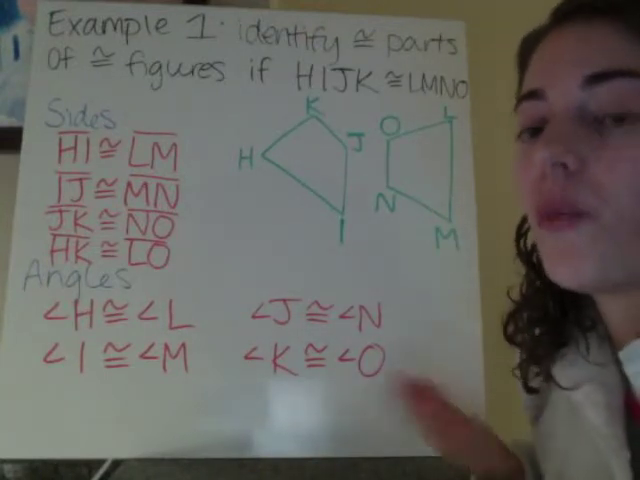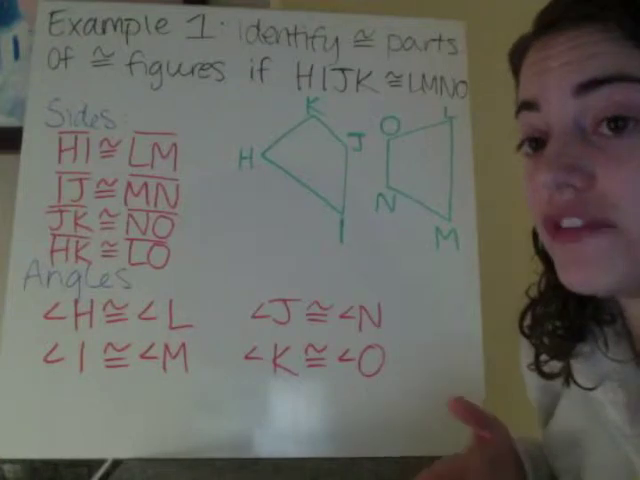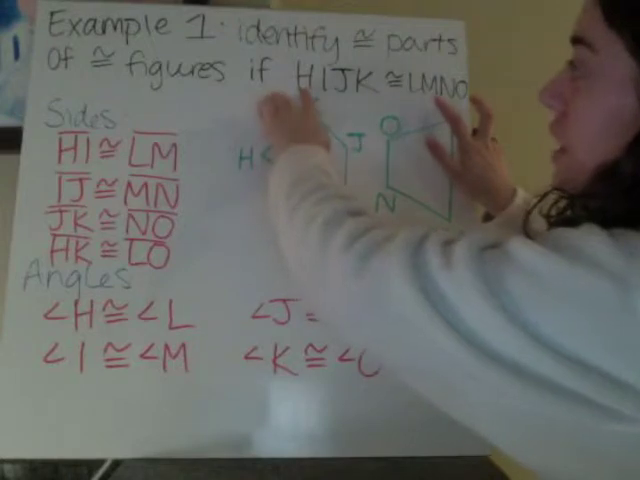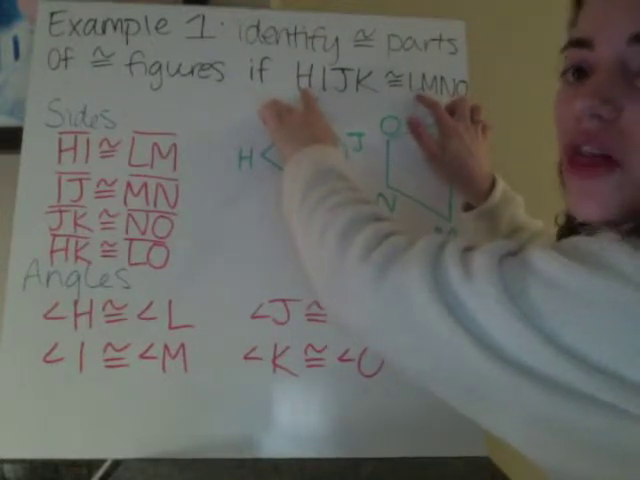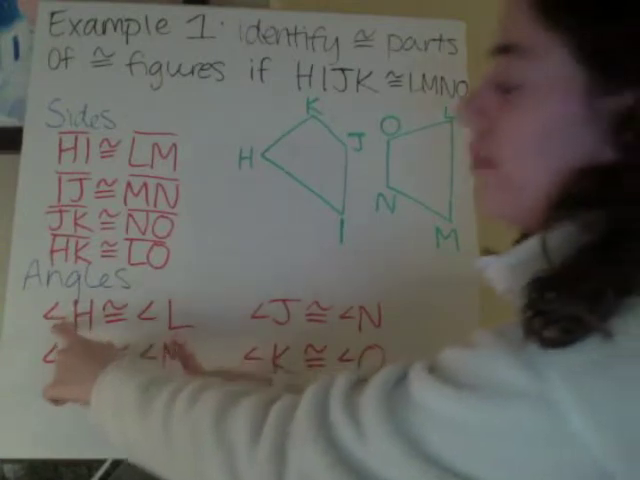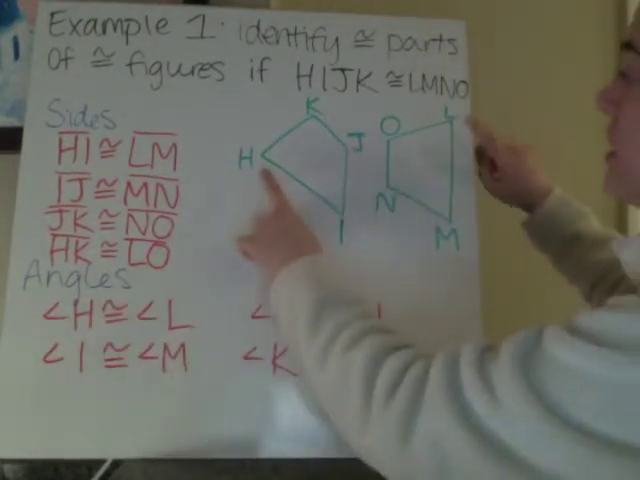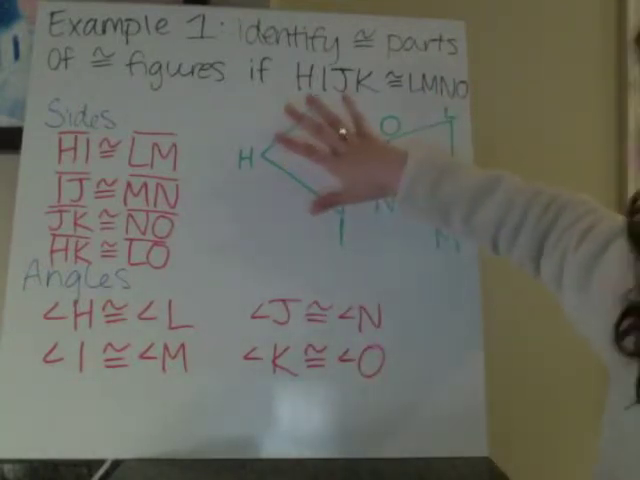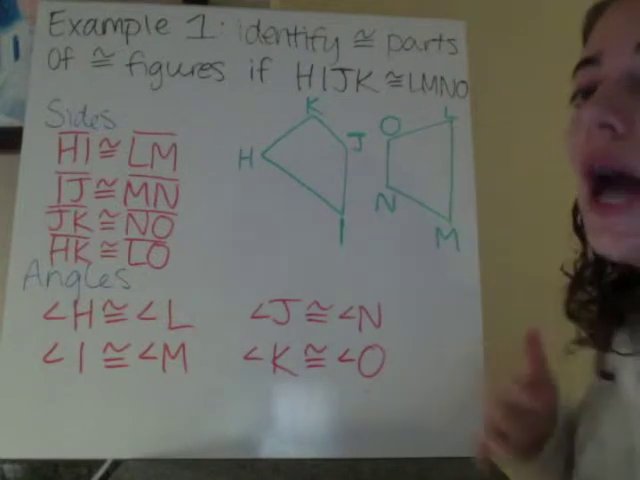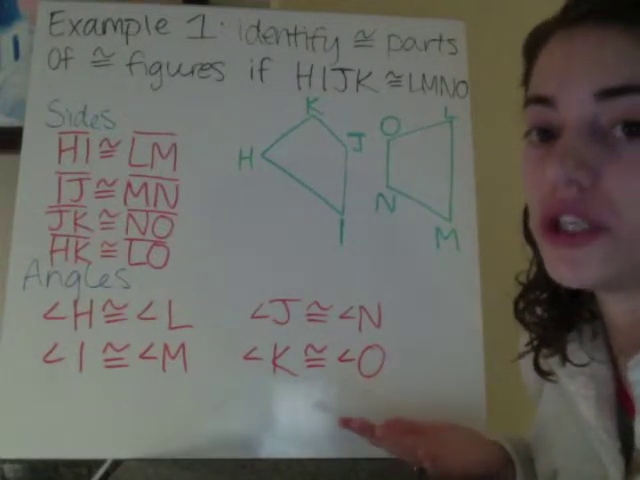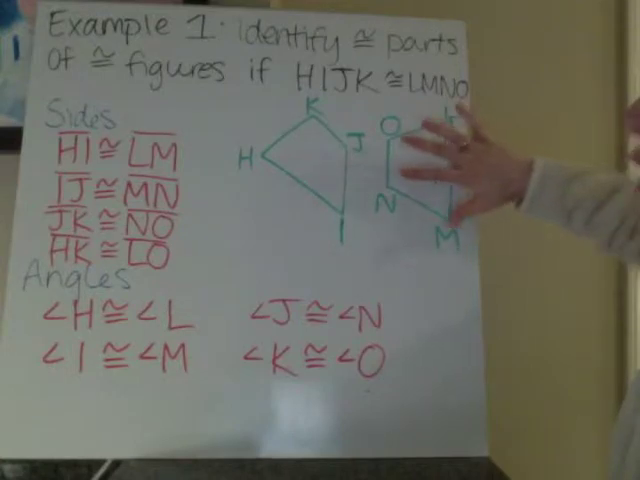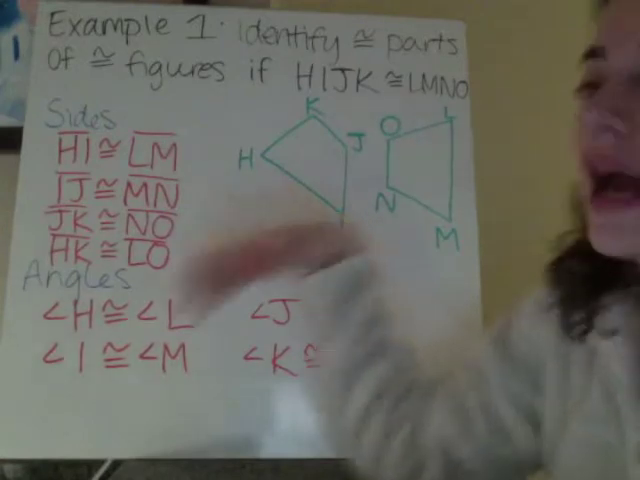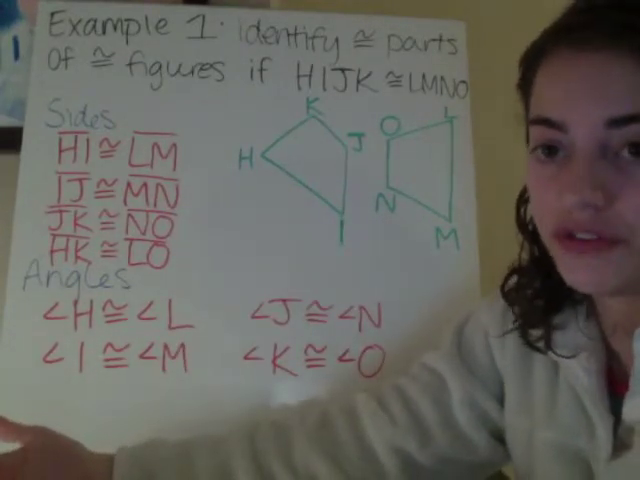I know that when I name congruent figures, I list their vertices in order. So I know that H has to be congruent to L. Those angles must be congruent, and you can even see in the figures that that is how they line up. In fact, in order to put this figure on top of this one, I would need to go through a series of rigid motions. I would have to slide it over this way, perhaps flip it, maybe even rotate it. So let's get back to how we identify congruent parts of congruent figures.